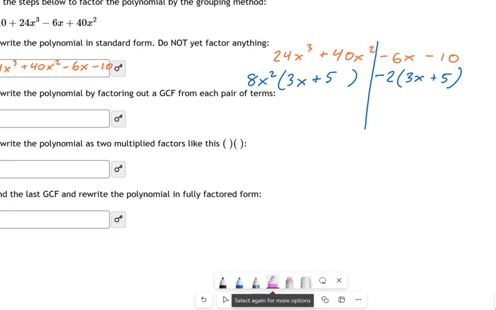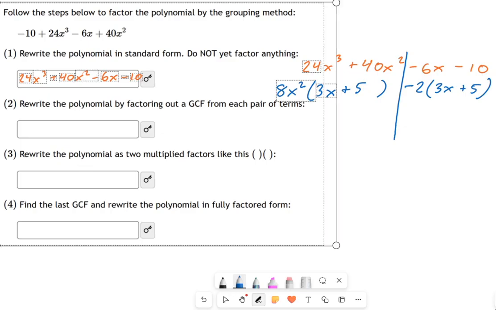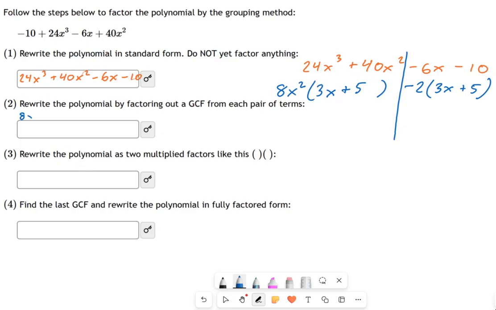Now this is an important point right here. See how these are the same? If those match each other, that's a very good sign. If they don't match each other, you probably ought to check your algebra there. Something went wrong. Okay. So now, what do we put in this box right here? In this answer box, what it's looking for is for you to say it like this. You say 8x squared times 3x plus 5, and that's one of your pairs. And the next pair is this one, minus 2 times 3x plus 5. Okay, that's your answer to that box.